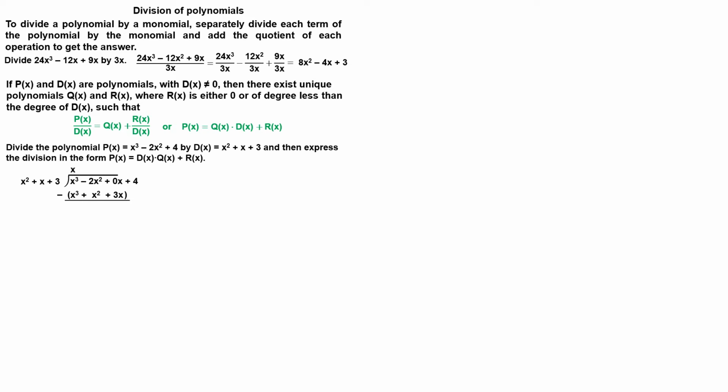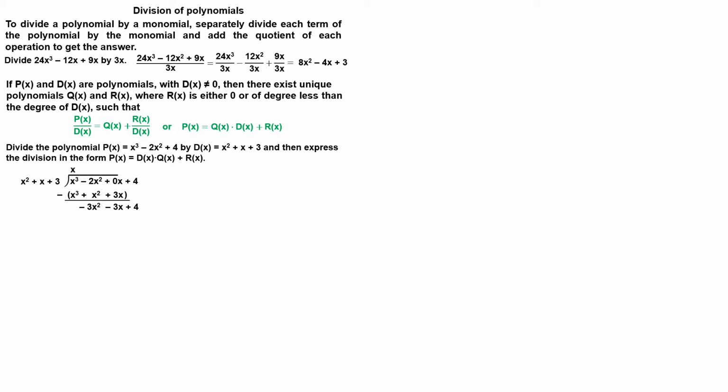We bring down the next term. We create a new polynomial. We treat this new polynomial as a dividend, and the same steps are repeated until the remainder becomes 0 or its degree becomes less than that of the divisor.